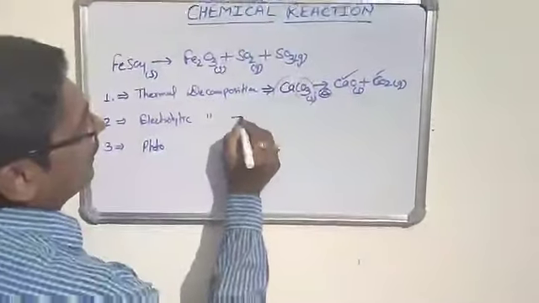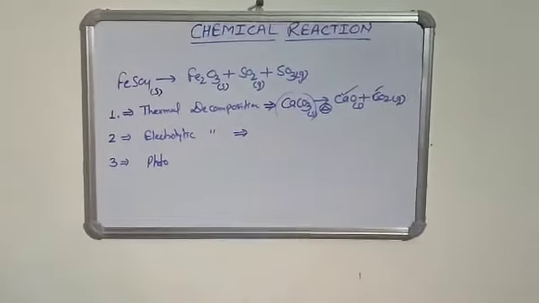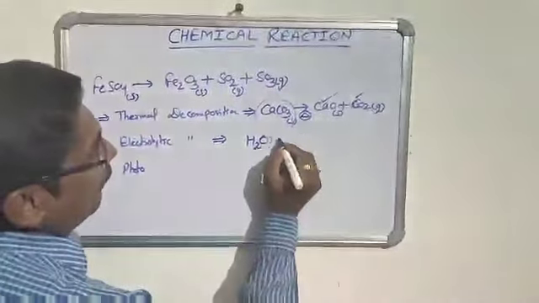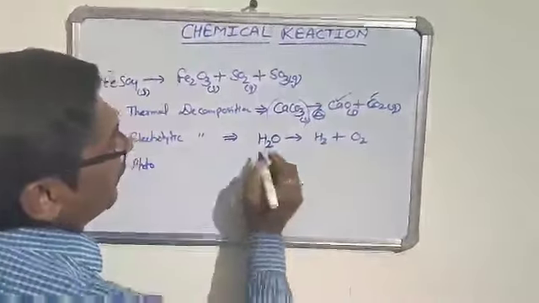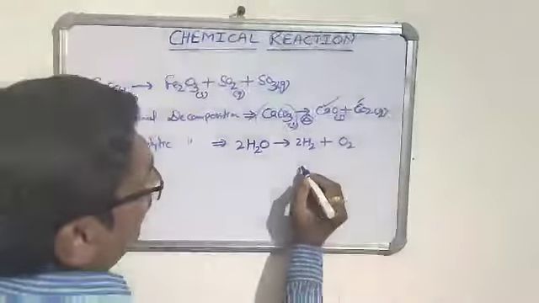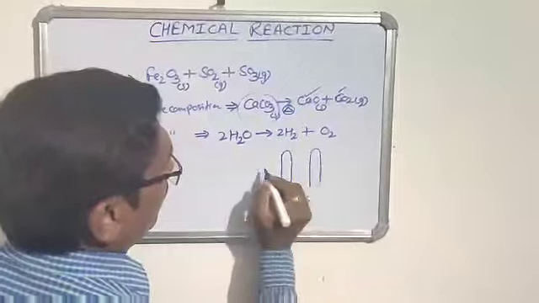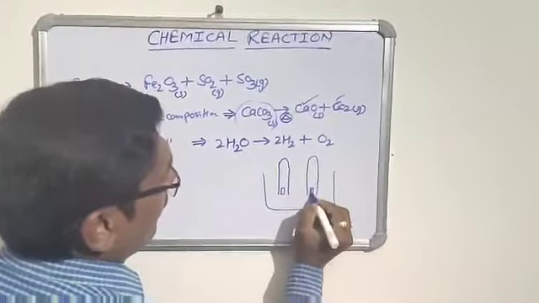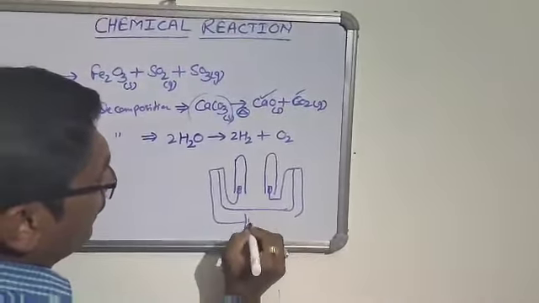Electrolytic decomposition is the type of decomposition exhibited by electrolysis. For example, when we electrolyze water, we get H2 plus O2. This is called electrolytic decomposition. For example, these are the two tubes, and these are the electrodes connected with the battery.